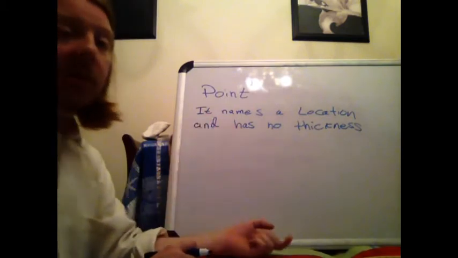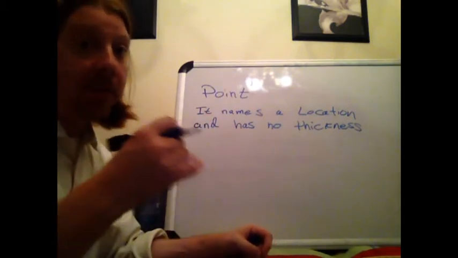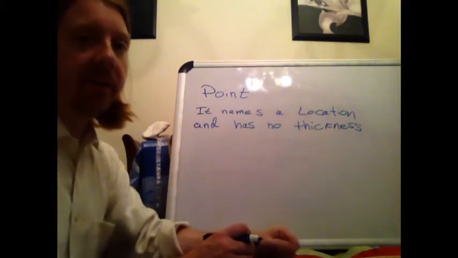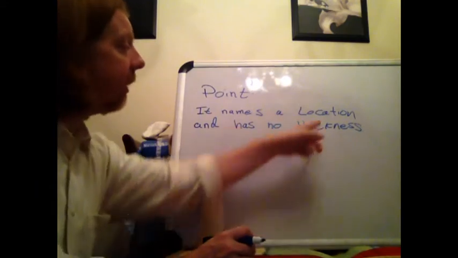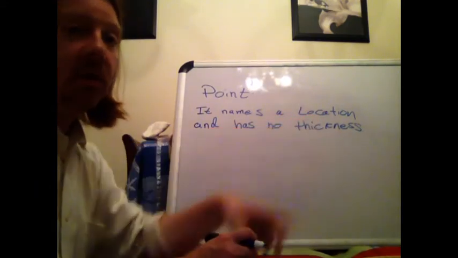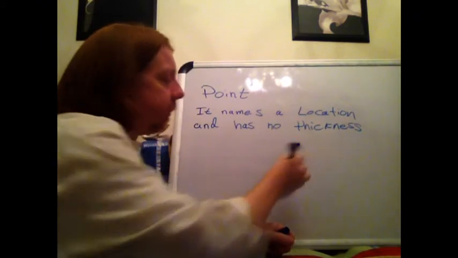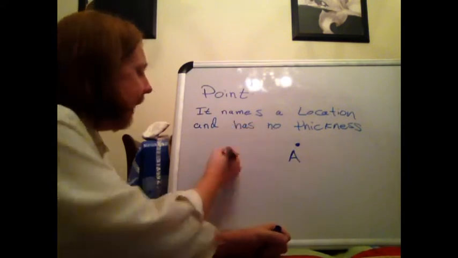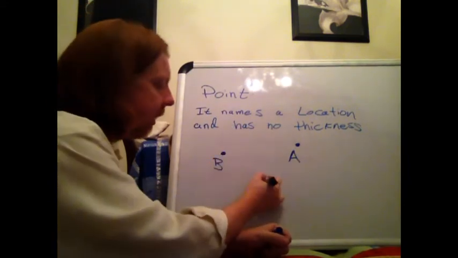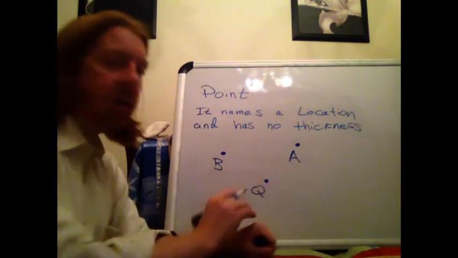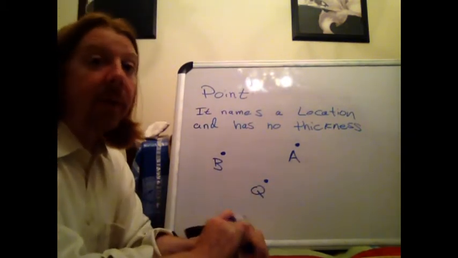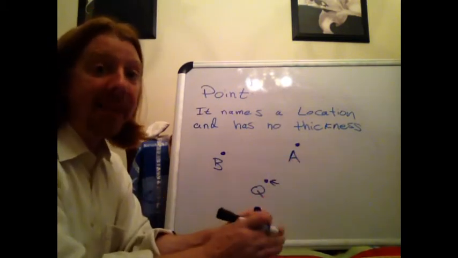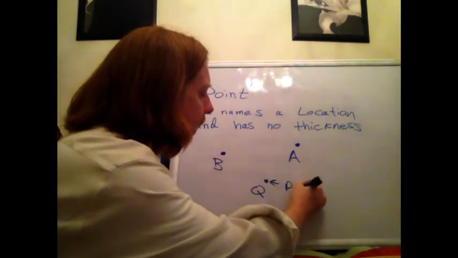So, the definition of point, technically, not Xander's point, but the geometry point, is that it names a location and has no thickness. So it's a geometric object that identifies a spot. So we represent it with a single dot, and we use a capital letter to name it. So there's the point A, here's the point B, here's the point Q. Those are all places in space that receive a letter name. So this particular spot in space, that location, is called point Q.